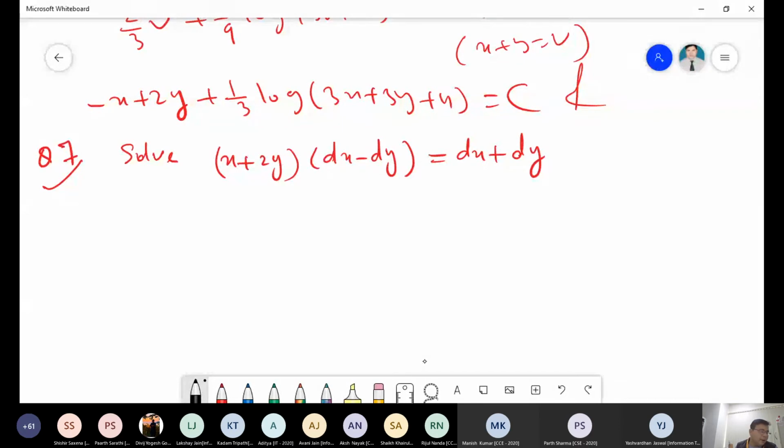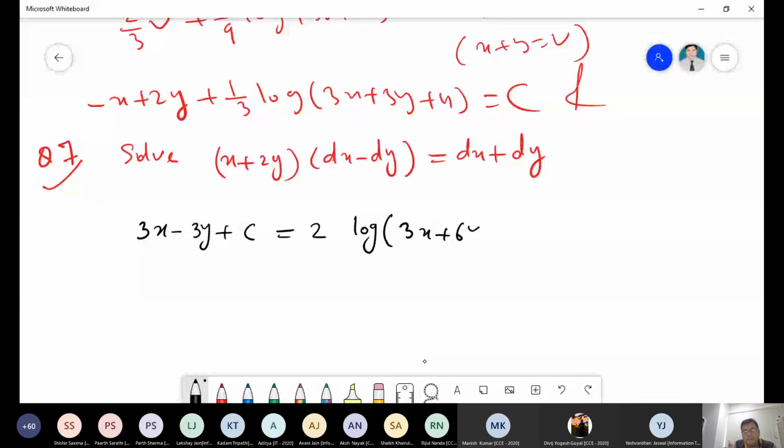I'm writing the solution in terms of x and y, so you can verify: 3x minus 3y and c equal to 2 into log of (3x plus 6y minus 1). Is it okay? This answer? Sir, can you solve this question? I'm stuck. I can, no issue.